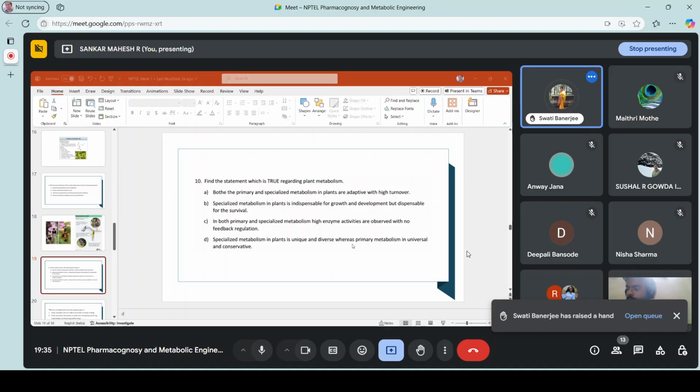First incorrect, this one, B. Specialized metabolism in plant is indispensable for growth and development, but dispensable for the survival. So it is indispensable for the survival. So again, we'll go back to what specialized metabolism is so that people are aware why it is indispensable for survival. So what is specialized metabolism?